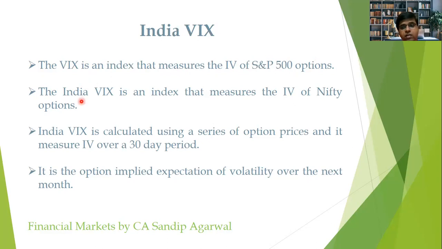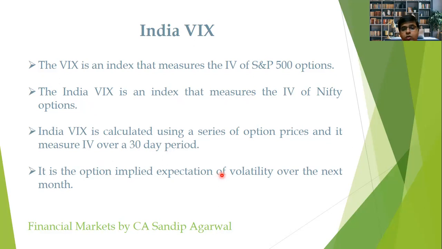India VIX is like a synonym for this VIX. It is also an index that measures the IV, which is implied volatility, of the Nifty options. In all our videos, we have discussed the Nifty index call and put options only. So this India VIX is an index that measures the IV of this index's options only. India VIX is calculated from the option prices, and it measures IV over a period of 30 days. This is basically the expectation of volatility over the next month.